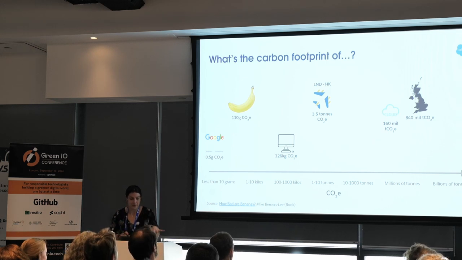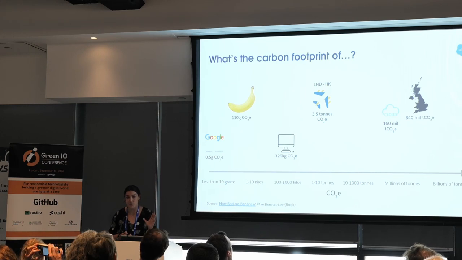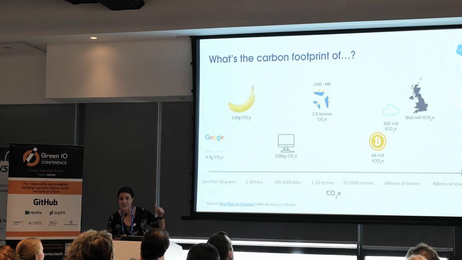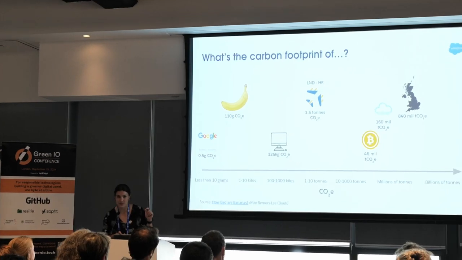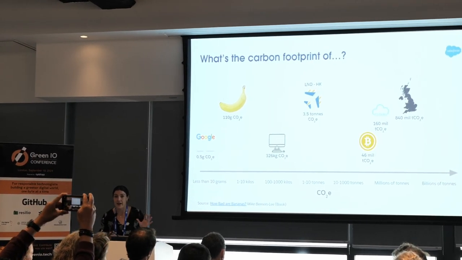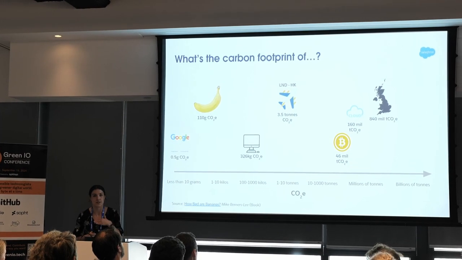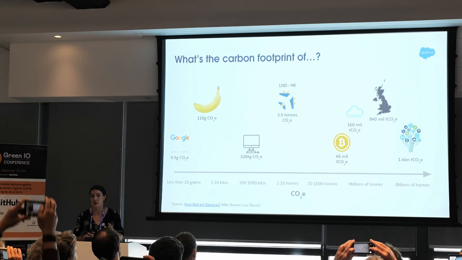And also there are other things as well. We've seen blockchain, Bitcoin, things like that thrown in as well. Just Bitcoin alone, in 2019, and I have an old copy of the book, so please excuse the old data, was 46. And the last one is the entire ICT sector. So this is everything, networking devices, data centers, everything. And that's 1.4 billion tons of carbon dioxide.